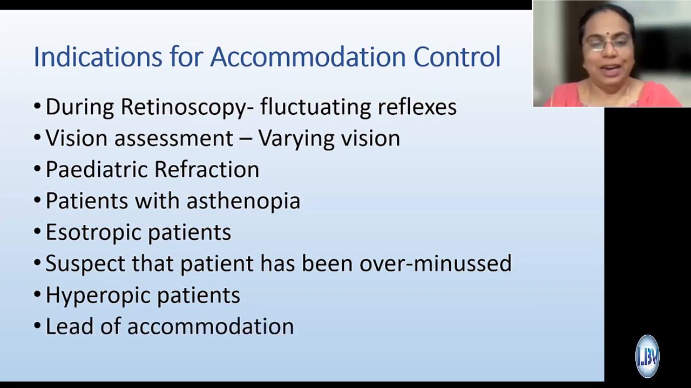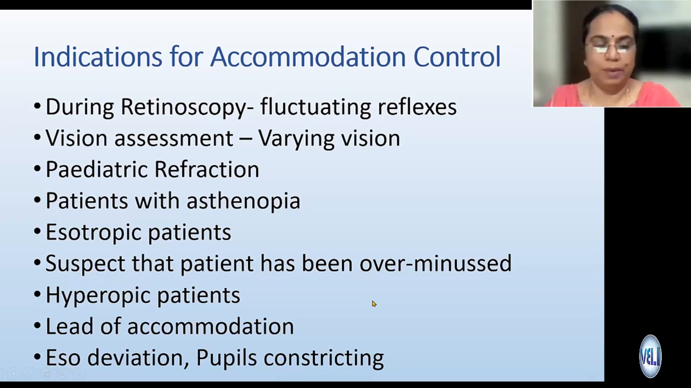Lead of accommodation, I'll quickly go through MEM at one point, where if you start seeing minus instead of plus when you're doing MEM, then you need to figure out what you need to do with accommodation. When I said esotropic patients, any ESO patient, and when you're doing your retinoscopy, if you see the pupil constricting and then constricting again and going back in and out of that, then you know that the triad of accommodation, convergence, and pupil constriction is happening. So you know something is happening with the accommodation and it is active over there.